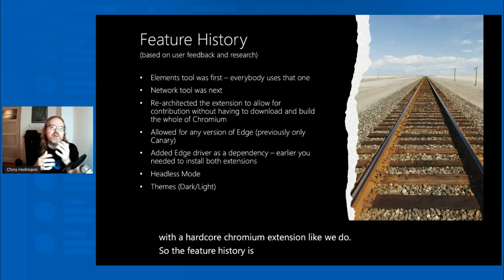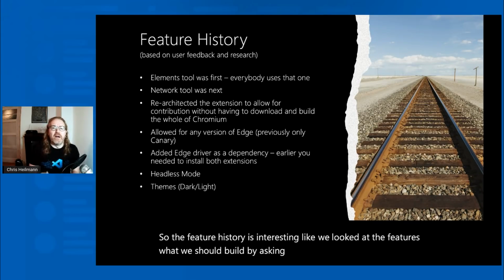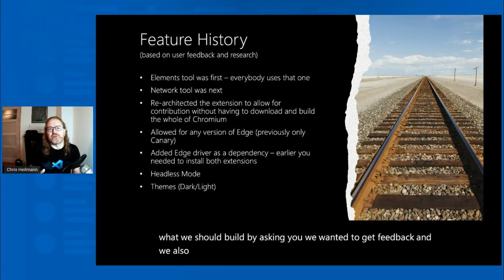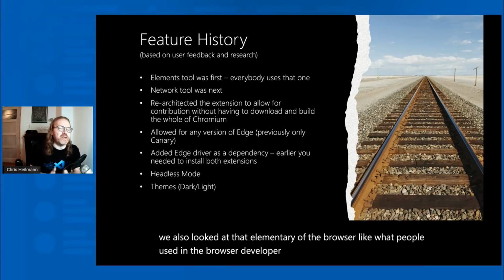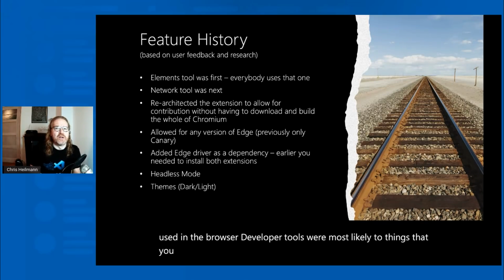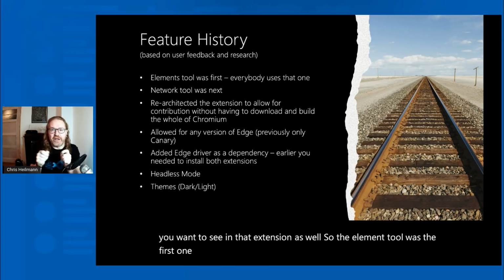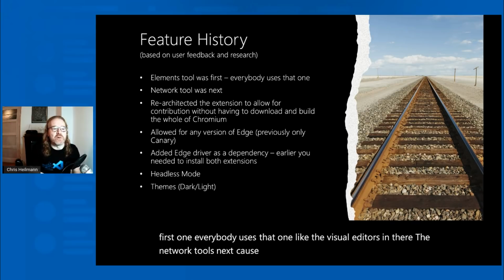We looked at the features we should build by asking you. We wanted to get feedback, and we also looked at the telemetry of the browser, like what people used in the browser developer tools were most likely the things that you want to see in that extension as well. So the element tool was the first one. Everybody uses that one, like the visual editors in there. The network tool was next, because network inspection is an interesting one as well.